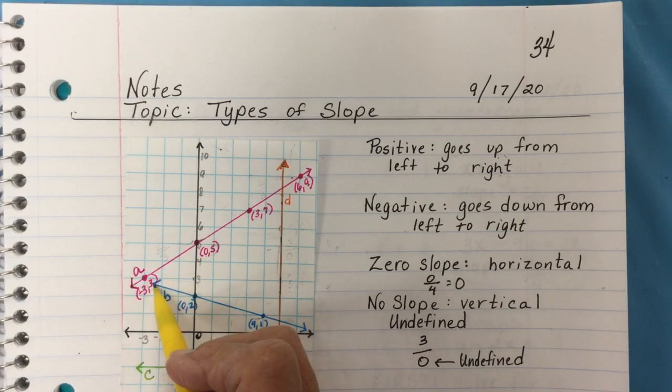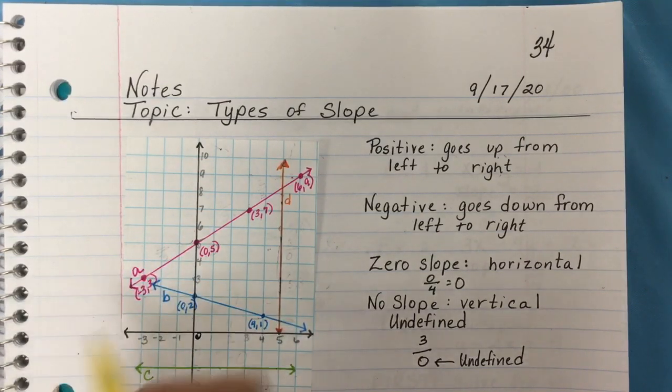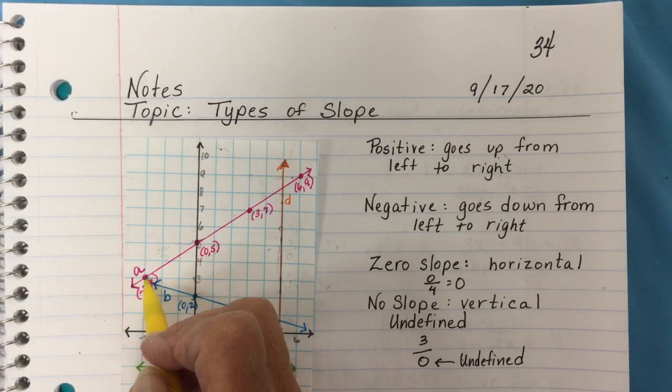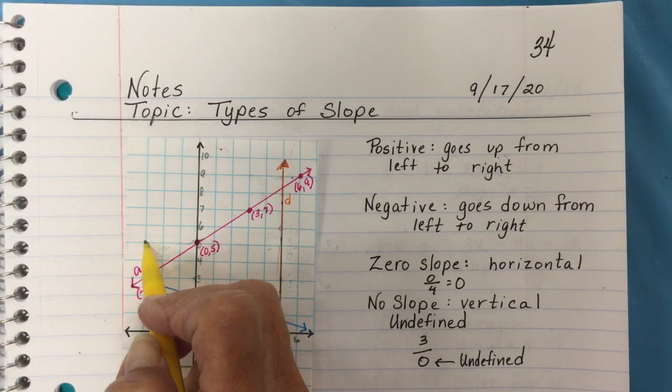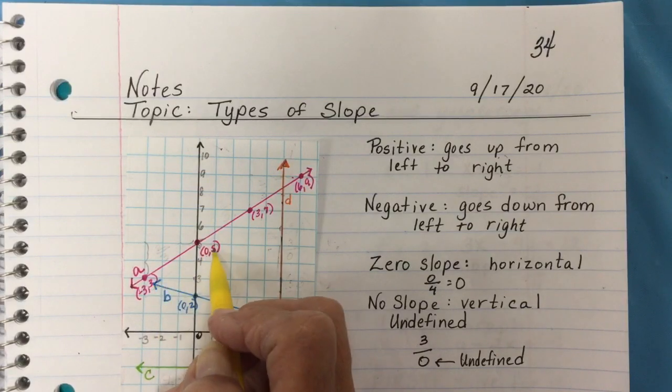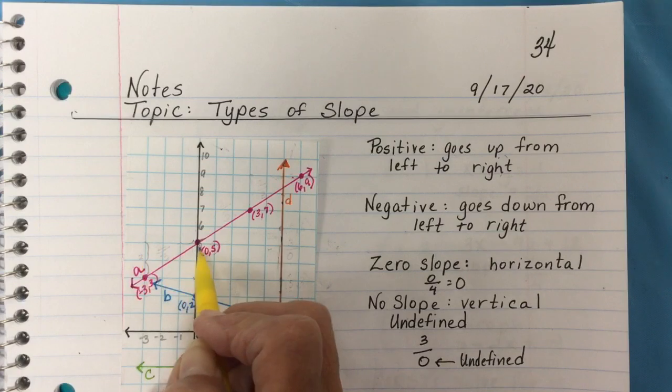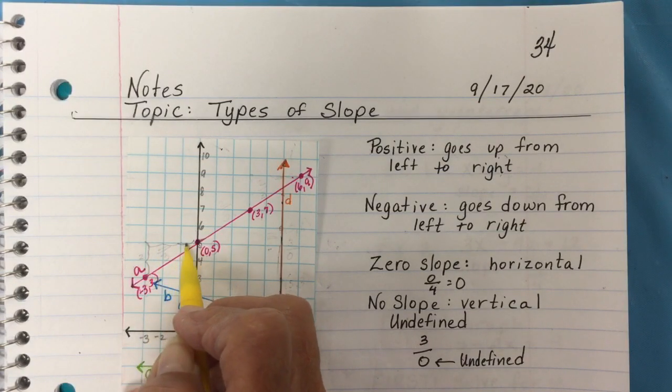5 minus 3 is 2. So my change in y is 2. Let me show you how that looks on the graph. The y-axis goes up or down. So we're going to go up 2. From 3 to 5, we went up 2. Then we're going to turn and go across 1, 2, 3.